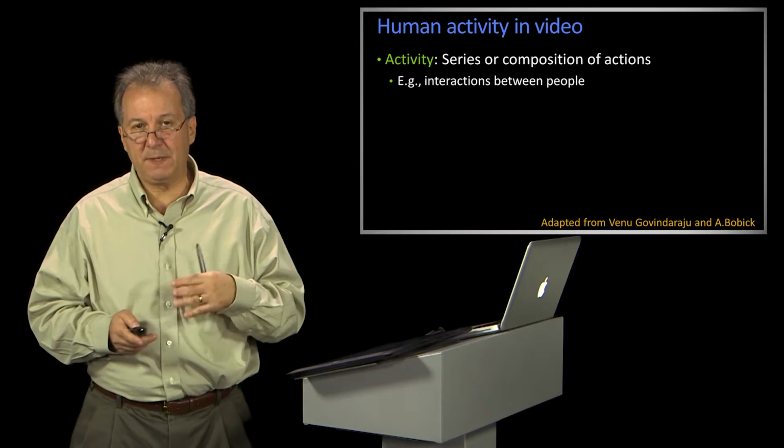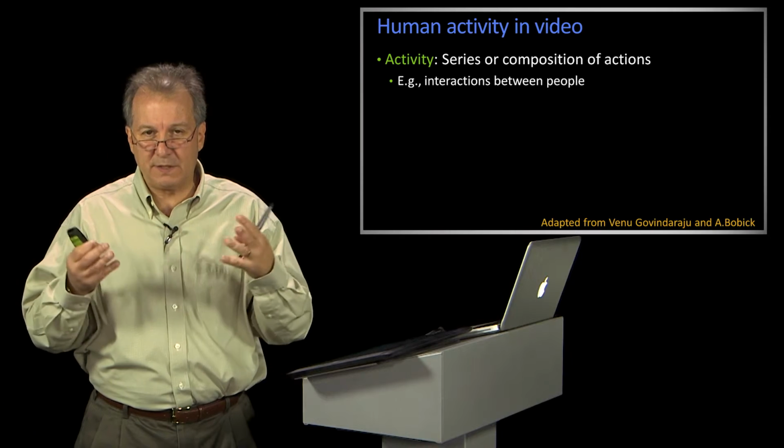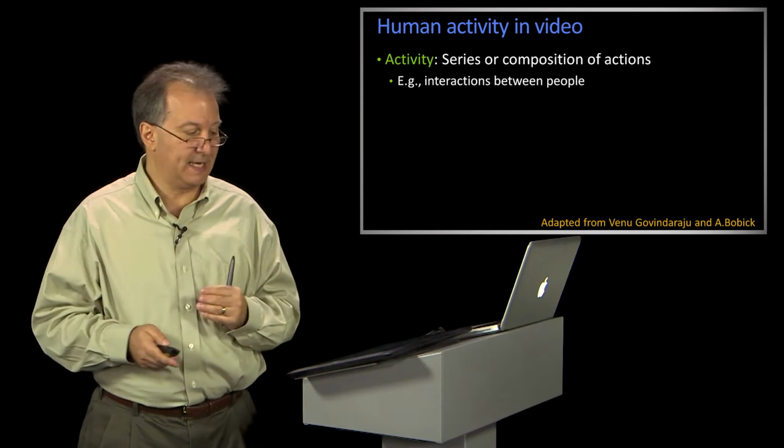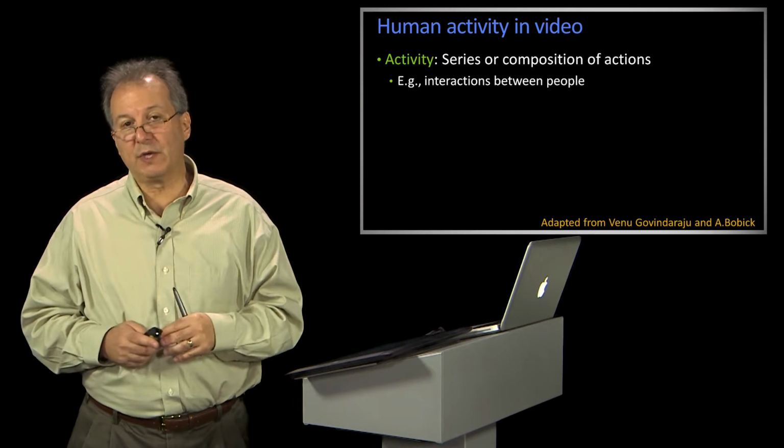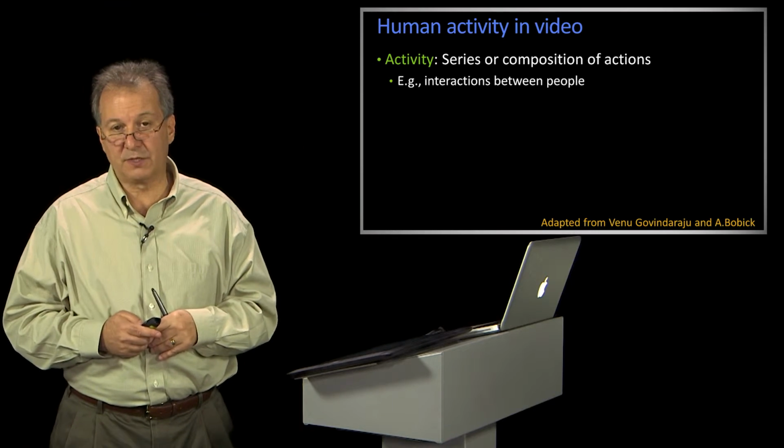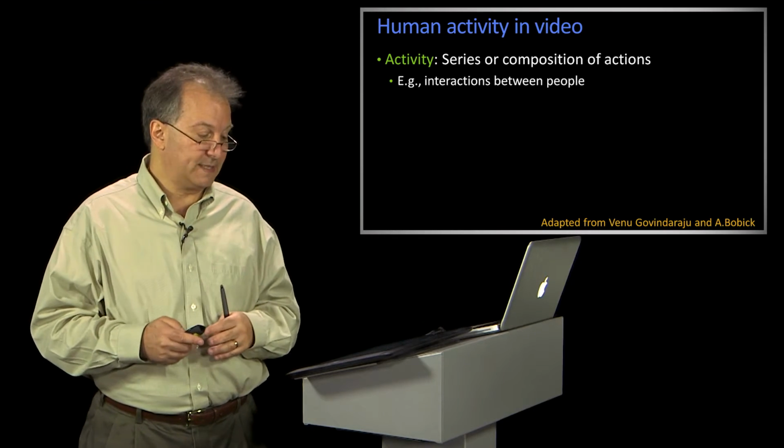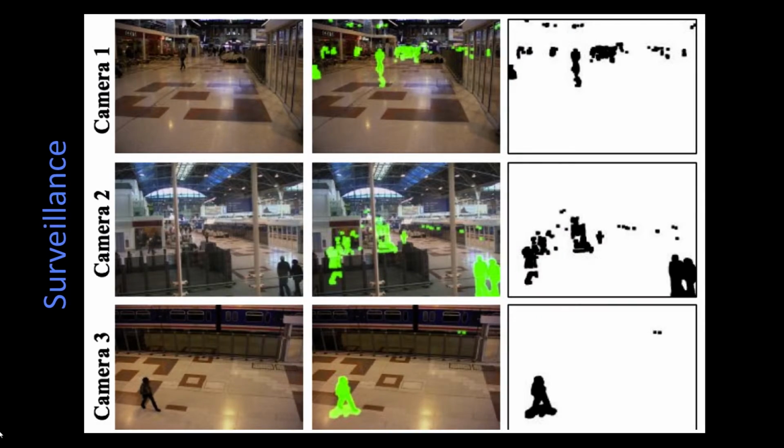Activity is composed of a series of actions, or a bunch of actions happening at the same time. Typically, if you're looking at interactions amongst a group of people, that would be thought of as an activity. So in one example, here's a thing taken from some surveillance work. Some of this was shown at the PETS conference. Let's see, Performance Evaluation of Tracking and Surveillance, I think is what PETS stands for.